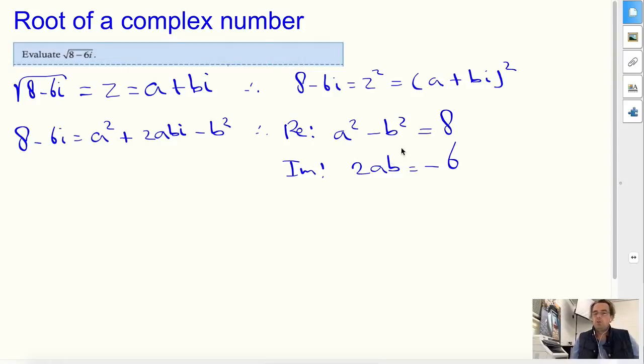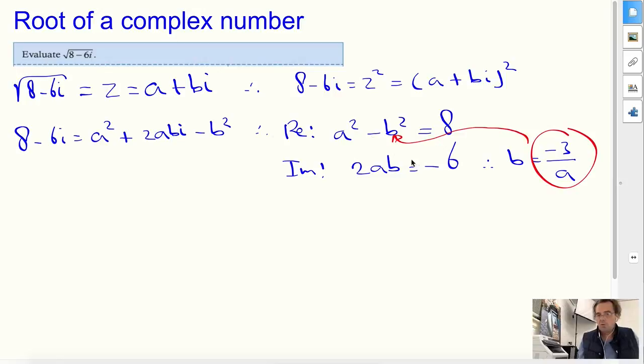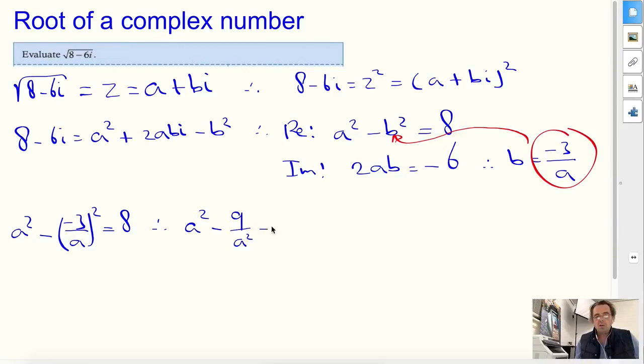So now what I can do is I can say from this one, b is -6 divided by 2a, so that's going to be -3 over a. And I can use that result and plug it in there in the first equation, because this is two equations, two unknowns again. So we get a squared take (-3 over a) squared equals 8. Working that out, it says a squared take 9 over a squared is 8.